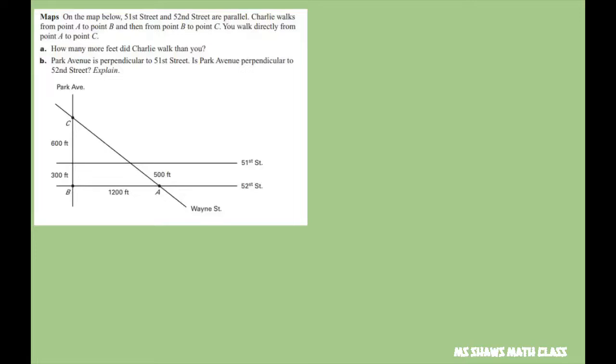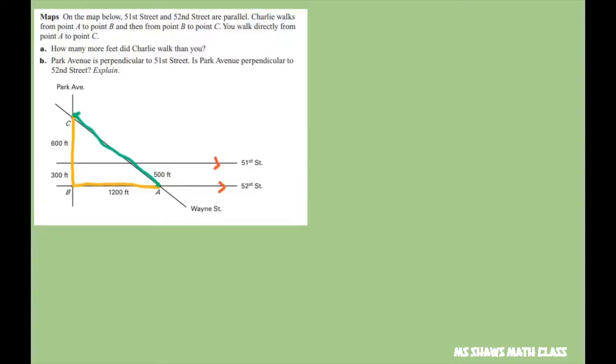So let's mark those. Good. All right. Charlie walks from point A to point B, and then from point B to point C. You walk directly, so I'll put U starts here from point A to point C. How many more feet did Charlie walk than you?